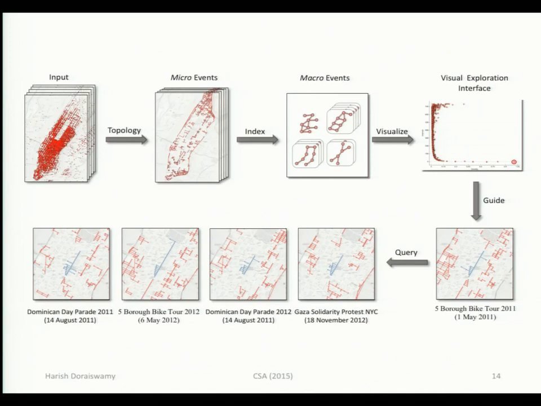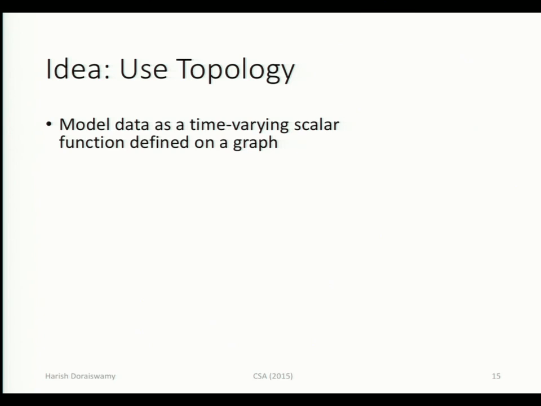So another thing is, as of now, when you say events, whether it's micro, I guess micro determines what the micro events are, you are talking about spatial events that disrupt the space in some way. Yes. The next slide is basically about that. So the main idea here is to use topology.